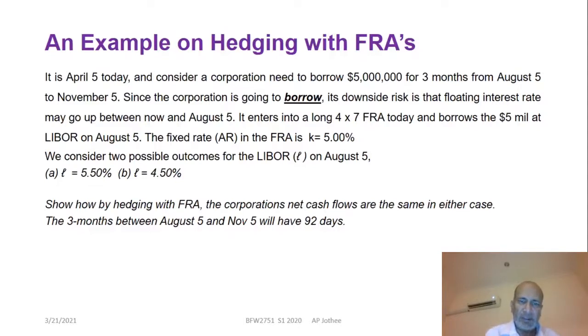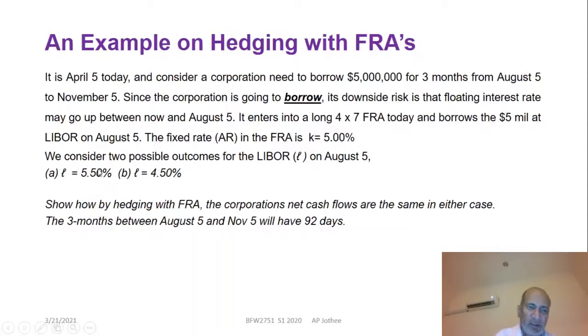Since the corporation is going to borrow, its downside risk is that the floating interest rate may go up between now and August 5. It enters into a 4 by 7 FRA today and borrows 5 million at LIBOR on August 5. The fixed rate in the FRA, which is known now, is 5%. The fixed rate is 5%. That's what we call the K.